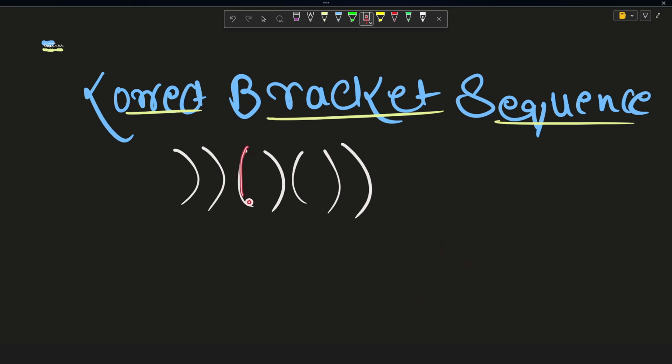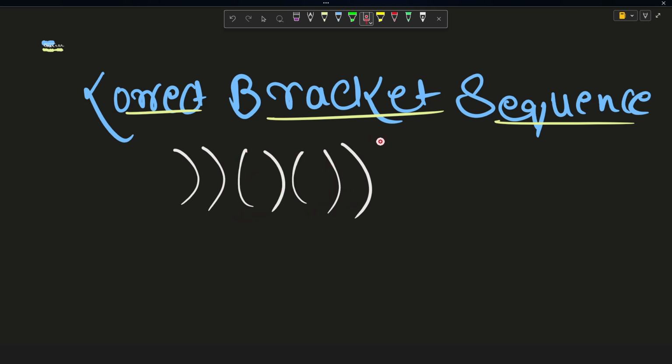That is, for each of the opening brackets, you must have a closing bracket. And since for this opening bracket, this is a closing bracket, so this is a correct bracket sequence. And similarly, since this is an opening bracket and this is a closing bracket, so this is also a correct bracket sequence. So we can say that these four characters together also act as a correct bracket sequence.